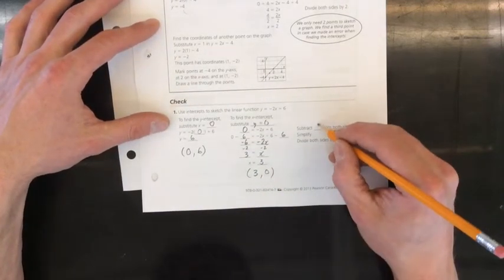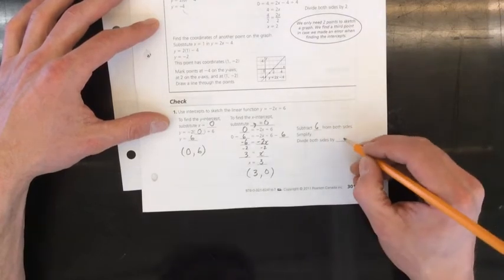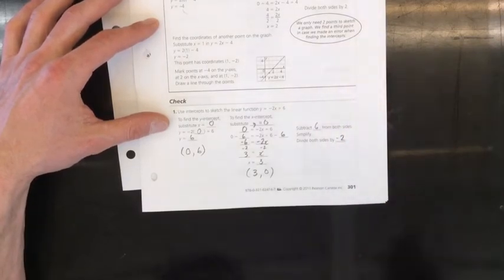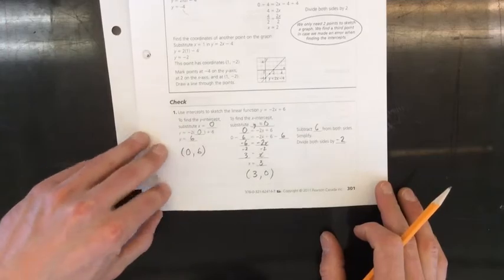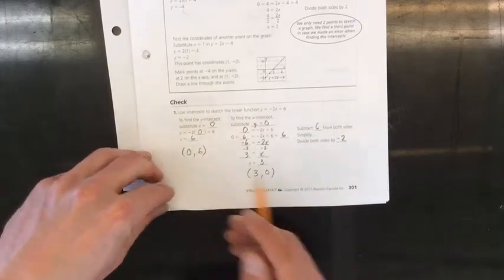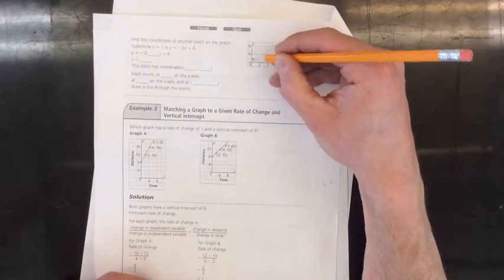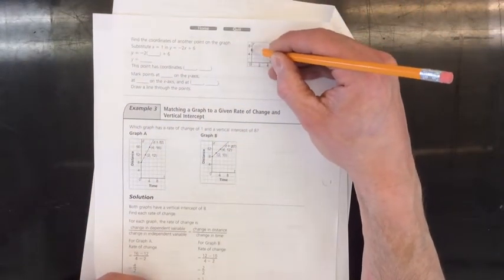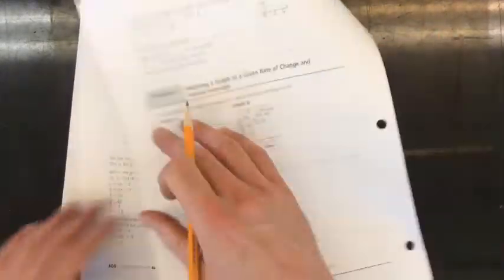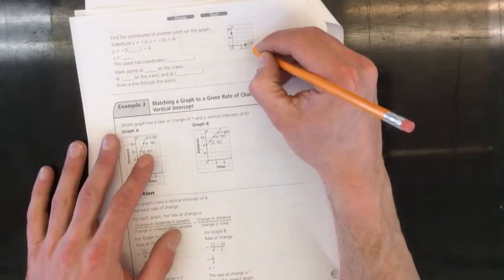So here we subtracted 6 from both sides and divided both sides by -2. So to graph this, basically I need the points 0, 6, which is the y-intercept, and then 3, 0. So 3 and 0 here.